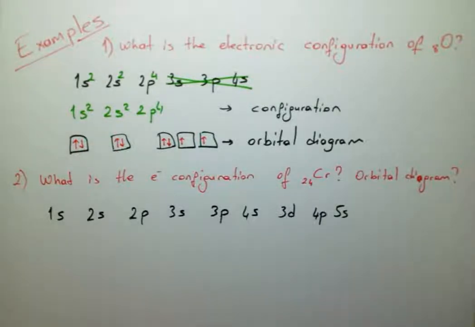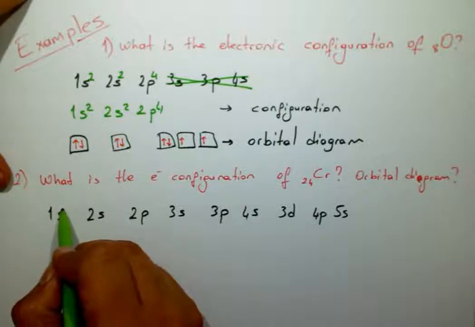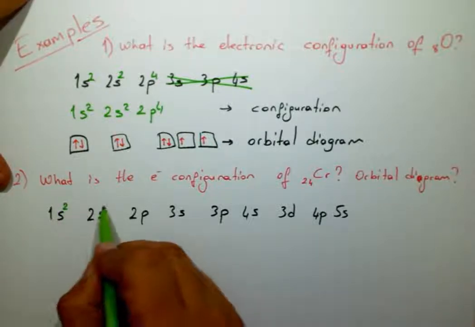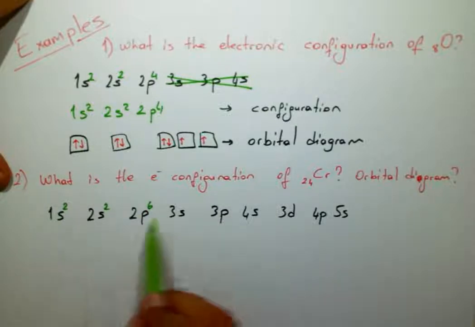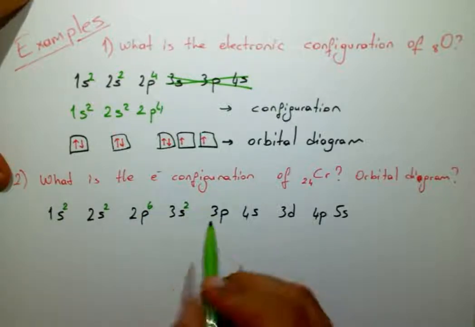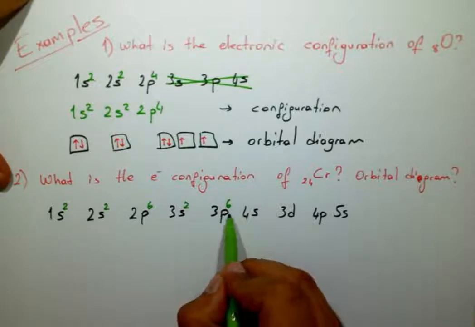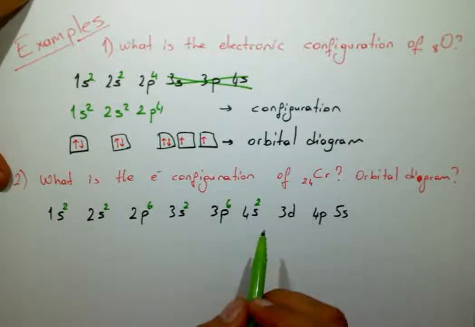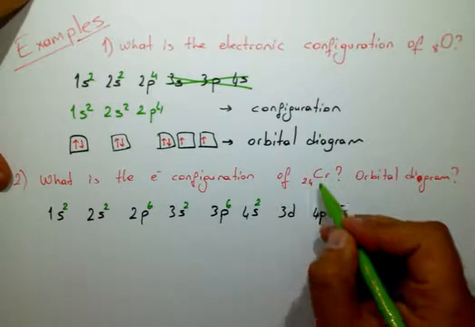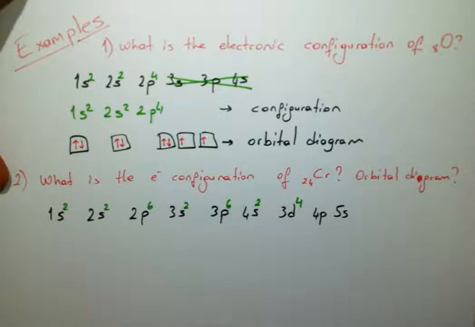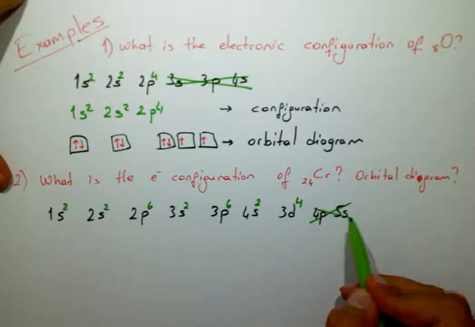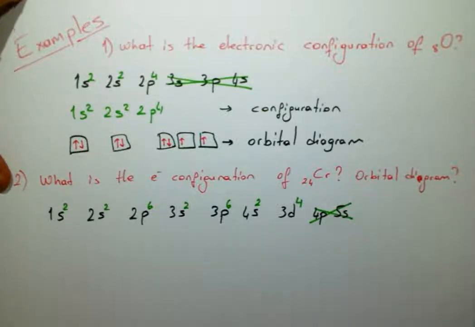Then we need to complete the 24 electrons, and this is 1s2, 2s2, 2p6. There are 10 electrons so far. 12, 18, 20. So we have 24 electrons, and 3d can have 4 electrons, and we don't need the rest. This is our electronic configuration.